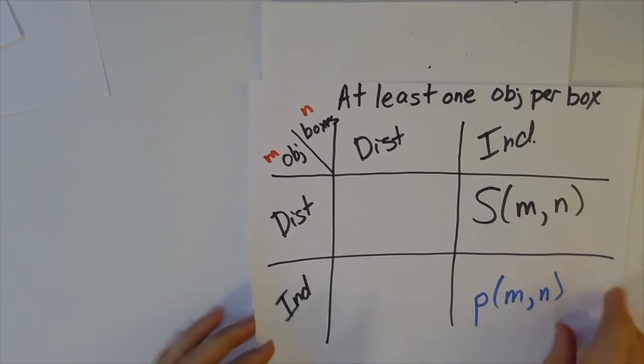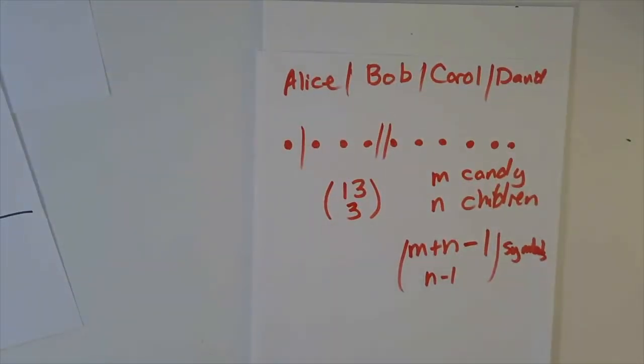Okay, so there's a couple ways we could do this. One of them is to say, okay, I'm going to go back to this version, and before I even give out the candy, I'm first just going to hand each child one piece of candy. And so instead of giving out m pieces of candy, I'm really giving out m minus n pieces of candy. And then we'll sort of proceed from there. And that's a fine way to think about this.